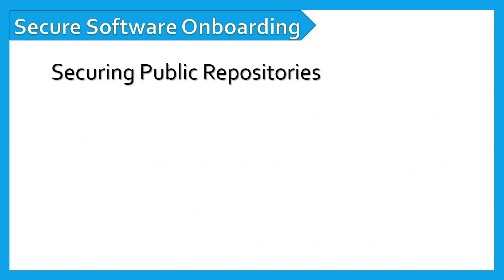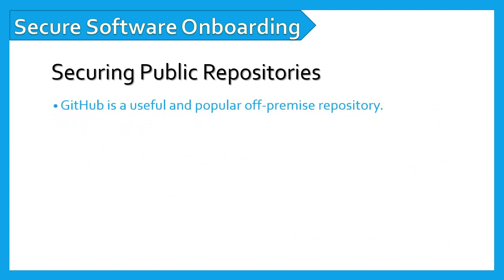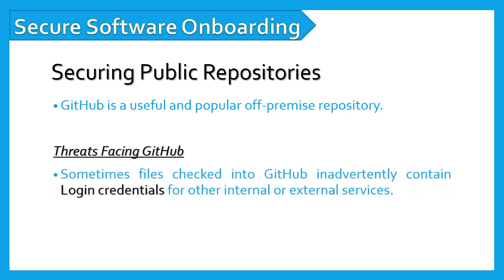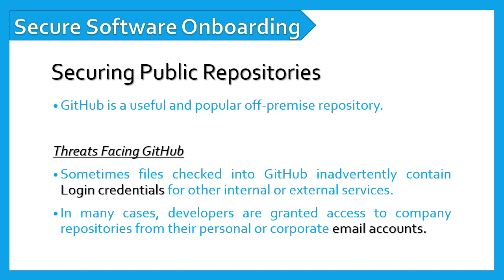Securing public repositories. GitHub is a useful and popular off-premises repository used by many organizations because it is one of the most well-developed repositories in use today. Threats facing GitHub. Sometimes files checked into GitHub inadvertently contain login credentials for other internal or external services. In many cases, developers are granted access to company repositories from their personal or corporate email account.